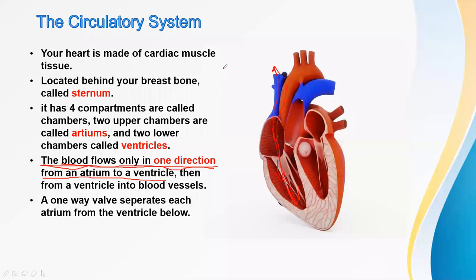For example, on the roads, you can see the cars and buses always go in only one direction, isn't it? In a similar way, in the heart, blood always flows in one direction. How? From an atrium to a ventricle, then from a ventricle to blood vessels. Even though this part and this part, it is the same.